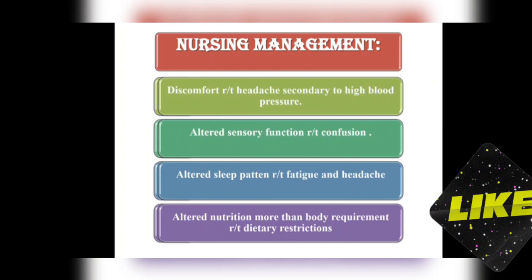Second nursing diagnosis, altered sensory function related to confusion. Here confusion will be there because of hypertension. The expected outcome is that the patient will have normal sensory function, as evidenced by relief of confusion. So we are going to assess the sensory function of the patient, assess vital parameters, assess the patient's mental condition, any contributing cause which leads to confusion, adequate rest and sleep, and treatment for hypertension.